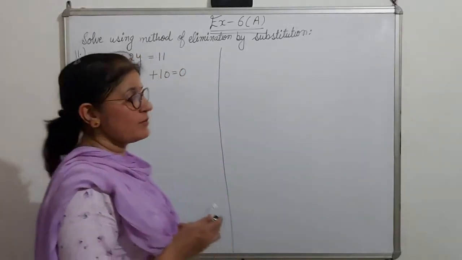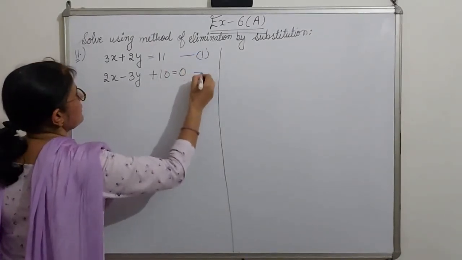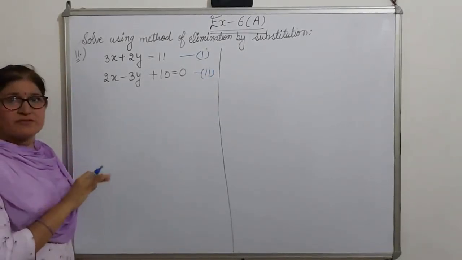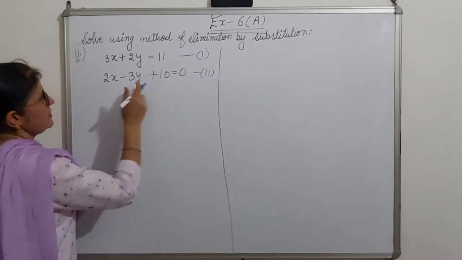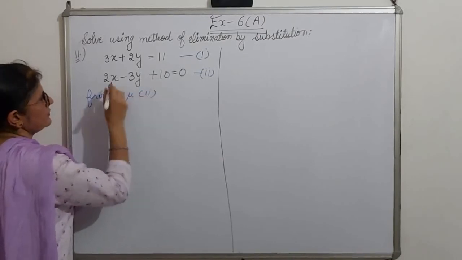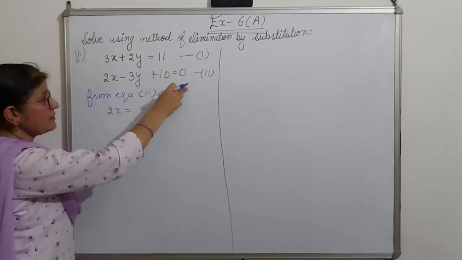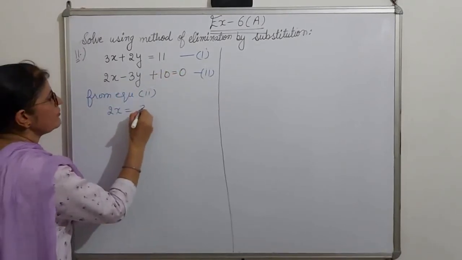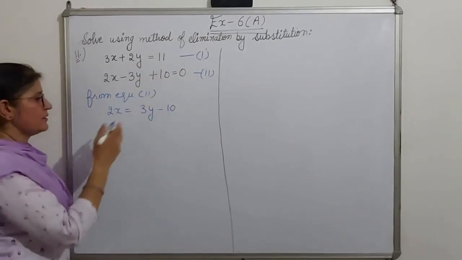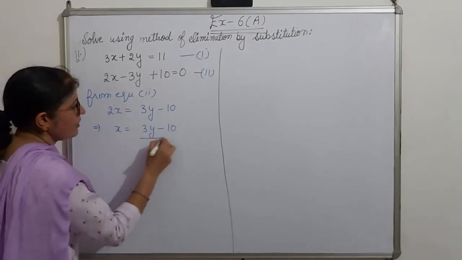Now we will do question number 11. We number them first of all. Equation first and equation second. You take any one equation and find values the same as we have done in previous sums. From equation second, 2x is, this will also go in minus and this will go in plus. That means 3y minus 10. Both the terms we shift that side. So what is x? 3y minus 10 over 2.